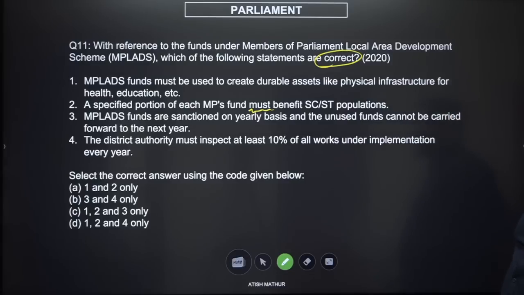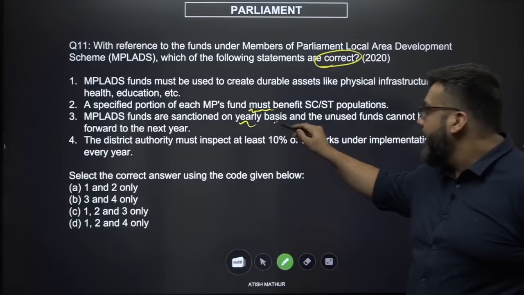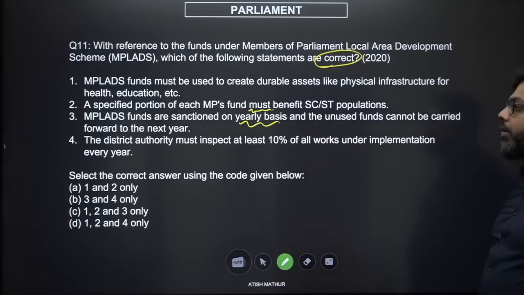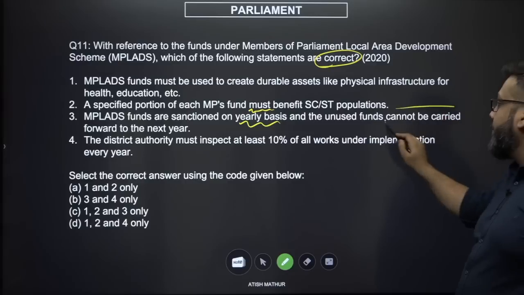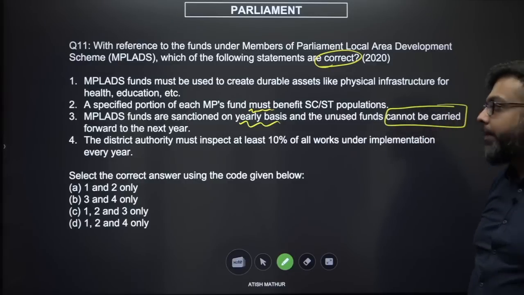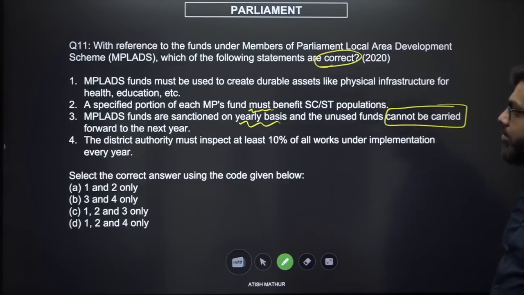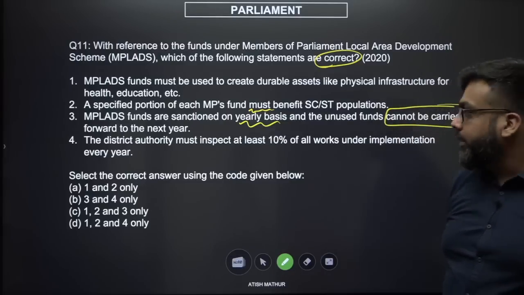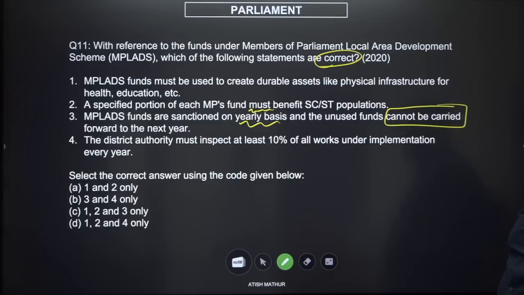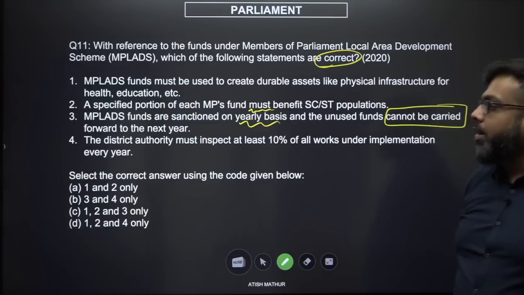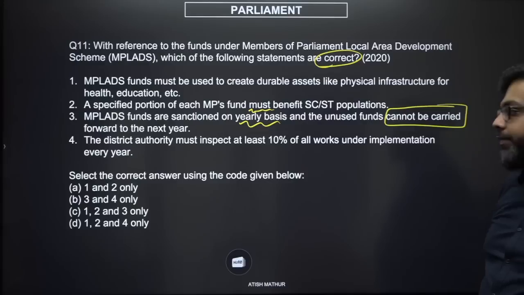MP-led funds are sanctioned on a yearly basis, and the unused funds cannot be carried forward to the next year. The district authority, which is basically you as the DM, must inspect at least 10% of all the works under implementation every year. Now, what are our options? 1 and 2, 3 and 4, 1, 2 and 3, 1, 2 and 4.